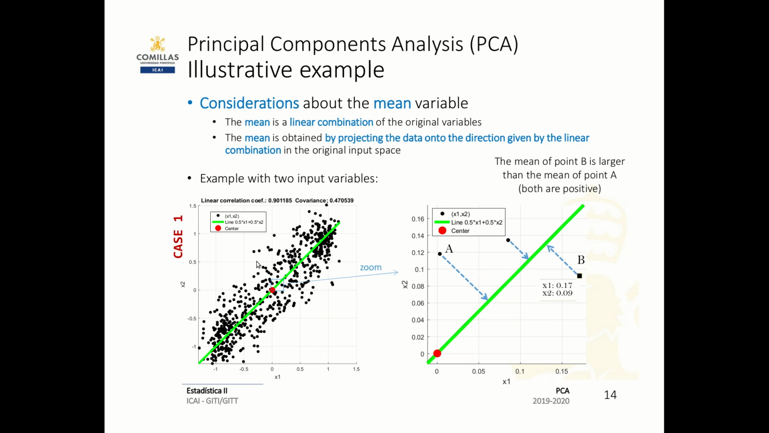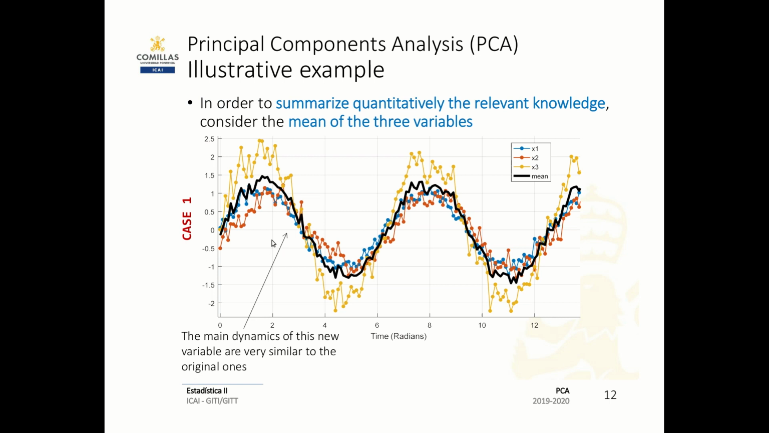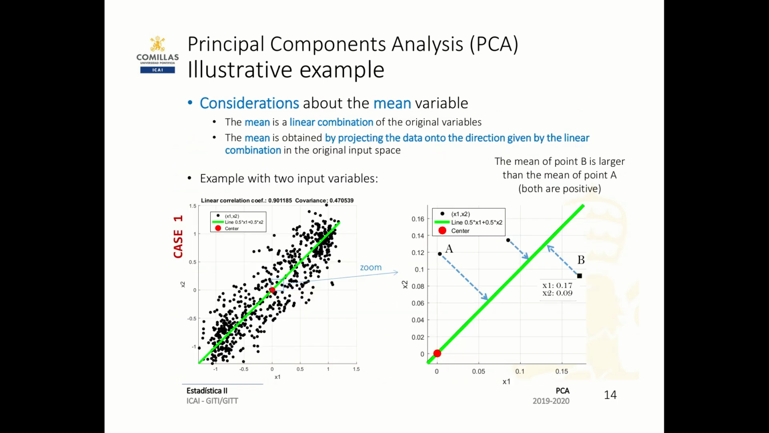And then we have the mean. Between x1 and x2, we are proposing the mean to be x1 plus x2 plus x3 divided by 3. So just for a moment, let's forget that we have three variables. Let's pretend that we have only two. So the mean would be x1 plus x2 divided by 2. That is this green line.